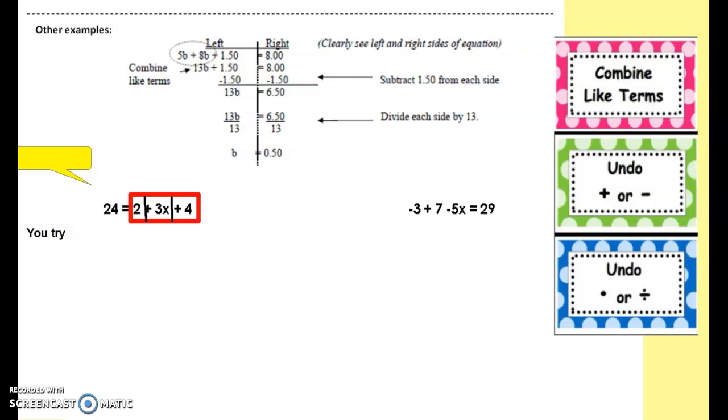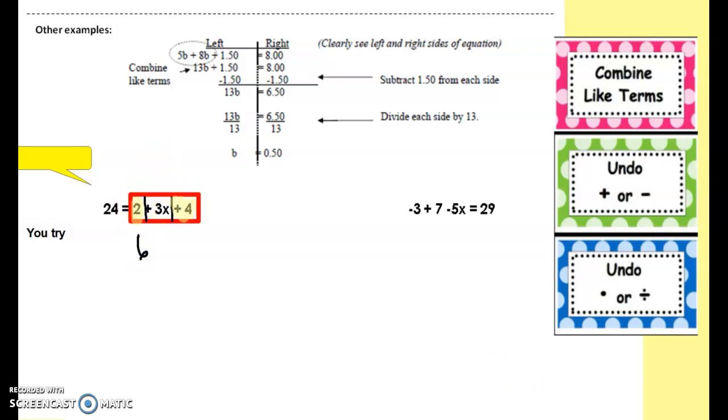So looking at boxes here, hopefully you realize that you can combine the constants, or those regular numbers. Those are like terms. So 2 plus 4, again, we're totally ignoring the equals 24 right now. Pretend that doesn't exist. We're just looking at the signs that we are seeing. So 2 plus 4 is 6.